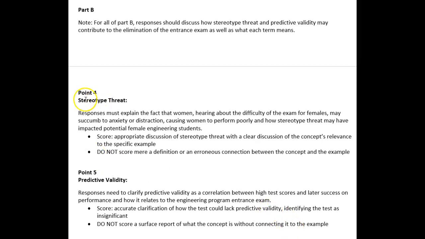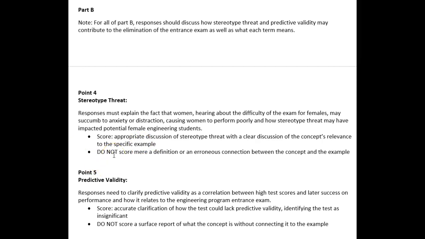So for point 4, or stereotype threat, the responses must explain the fact that the women applying for the program may have heard about the difficulty of the exam and how females who took the exam struggle. As a result, they don't perform well because they've succumbed to their own anxiety, or they're distracted by worrying about this whole fact that women don't do well. So as a result, they end up not showing what they actually know. And a score point for this particular idea would include an appropriate discussion of that concept, but then connecting it back again to the whole example with the engineering students.